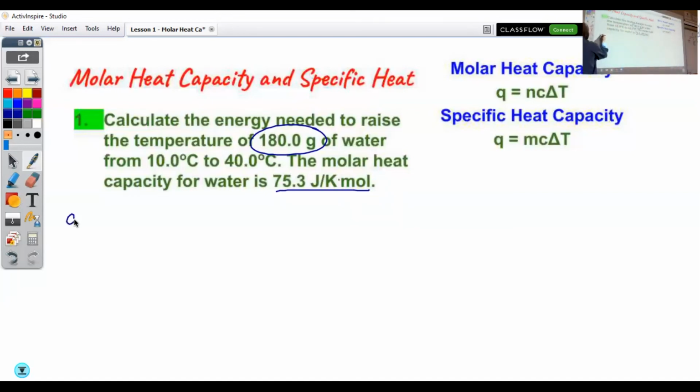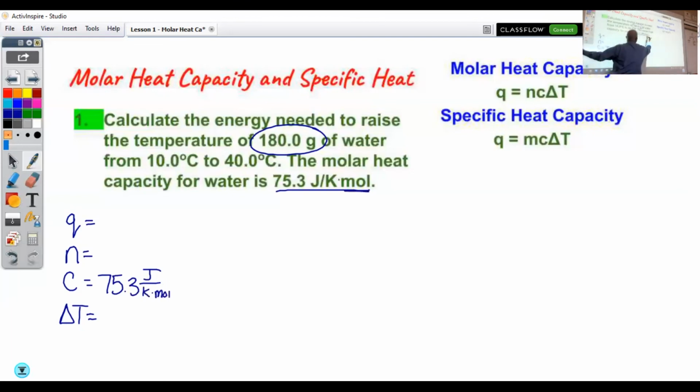So I'm going to begin by listing my givens on the side: Q, n, C, and delta T. Again, we're using moles and not grams because the constant that is given to us, 75.3 joules per Kelvin mole, uses moles.